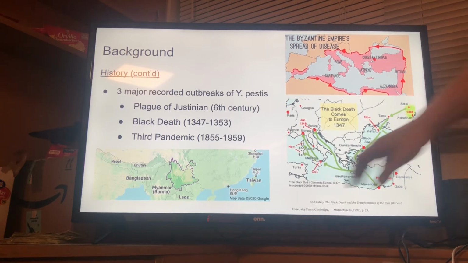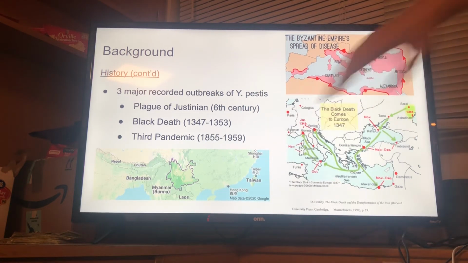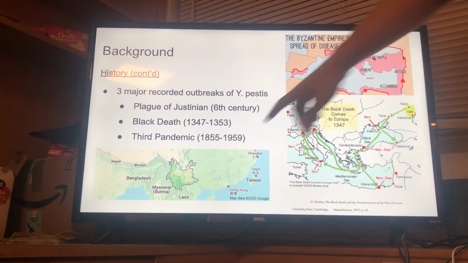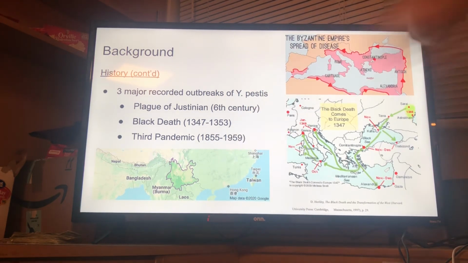This other portion over here, the third pandemic, took place in China, and this region is the Yunnan region. From all that I have gathered, I believe that they had a few cases outside of the Yunnan region, but it was mainly concentrated there instead.